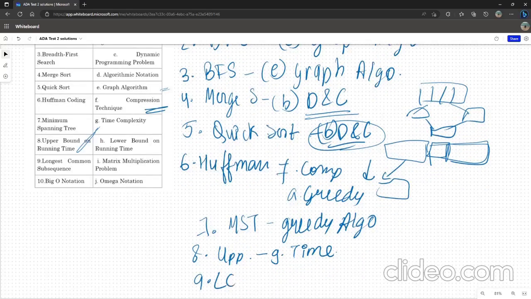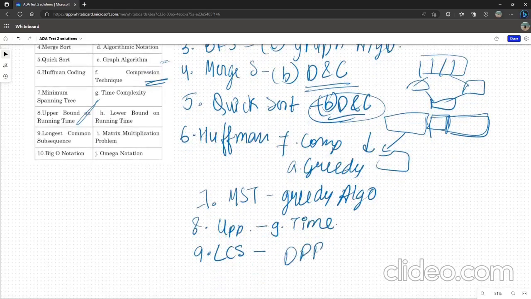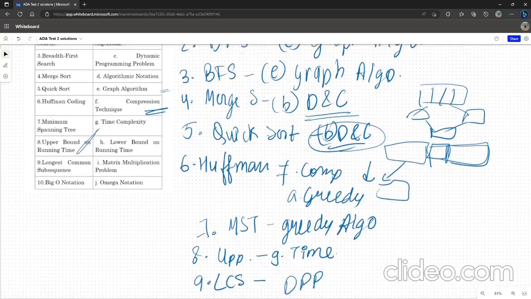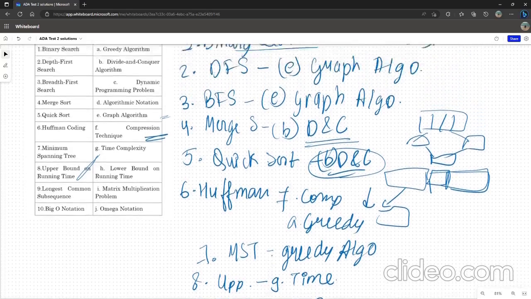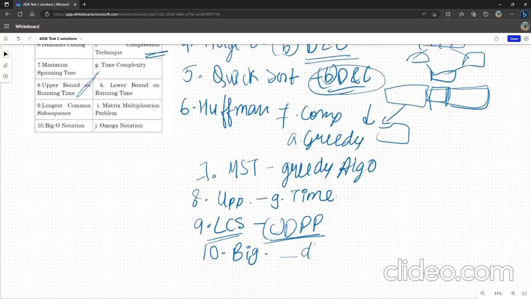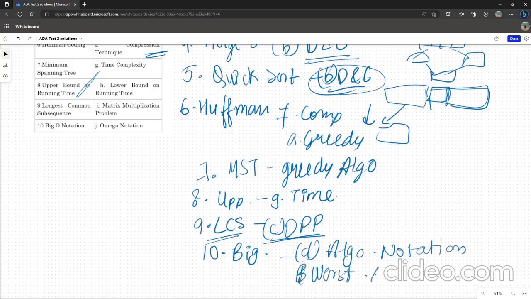Ninth is what is LCS problem, how we can solve that. We can solve LCS using DP, that is option number C. Tenth is big O notation. Big O notation is an algorithmic notation. In our case, D will be the correct option. The big O is algorithmic notation. It is used to define the worst case scenario of running time of an algorithm.